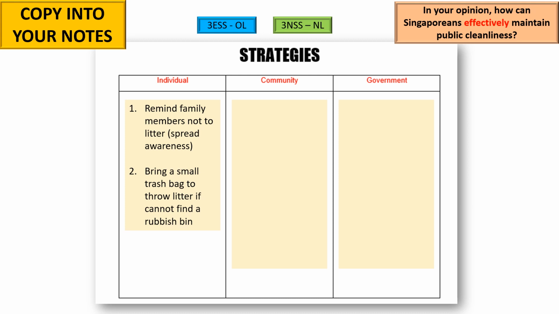So this is a possible strategy. Now, from the community's perspective, residents can start a Keep Clean campaign that involves the community, that involves the neighbors, right? This is something that you can do. So this is identifying a strategy. So in your answer, you must describe a little bit.